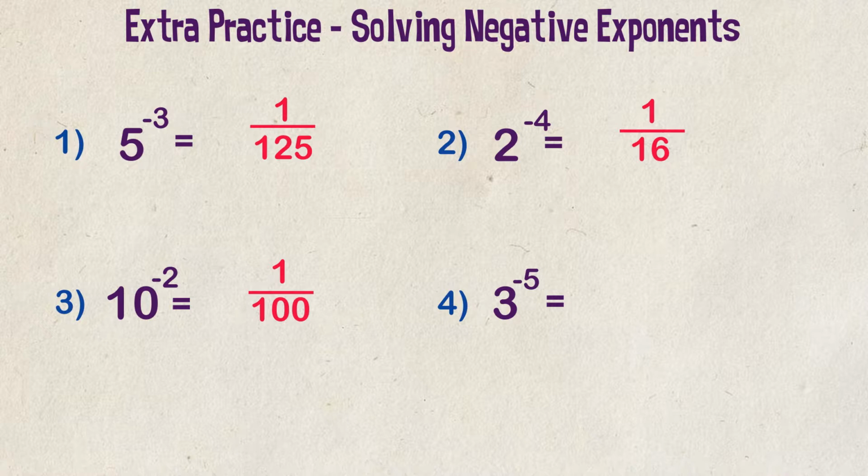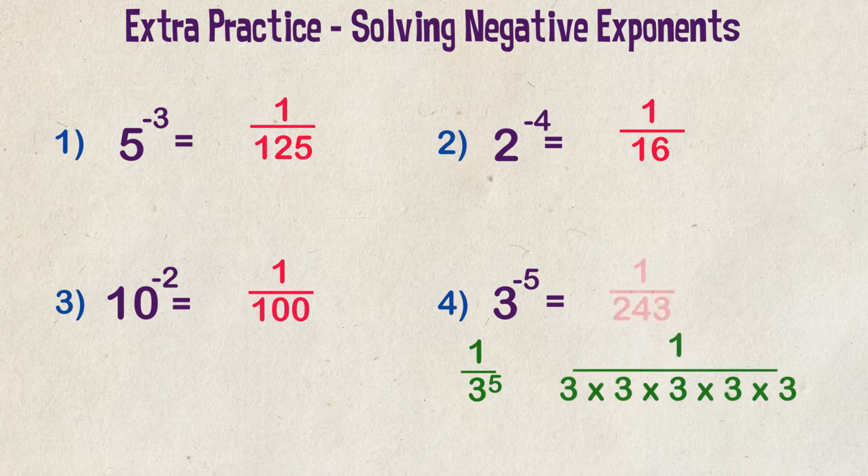Last example. Solve 3 to the negative fifth power. The number 3 turns into 1/3. We bring down the 5 in our exponent index, change it from negative to positive, and solve as normal. The answer is 1 over 243.